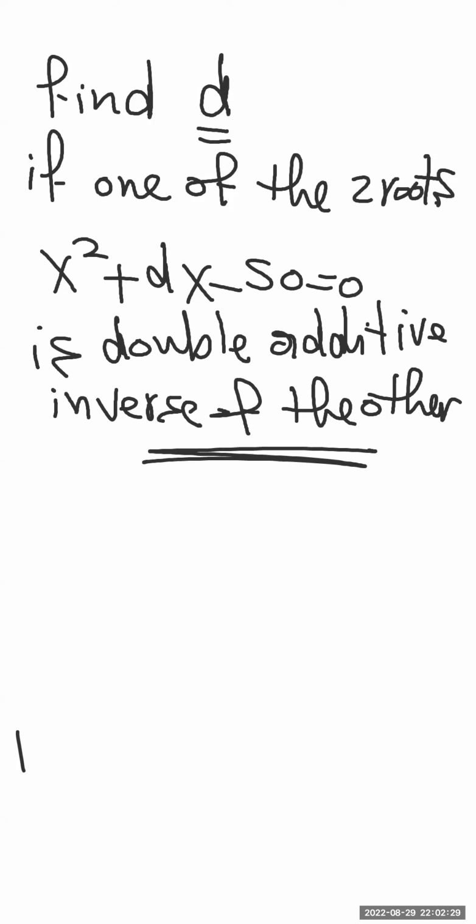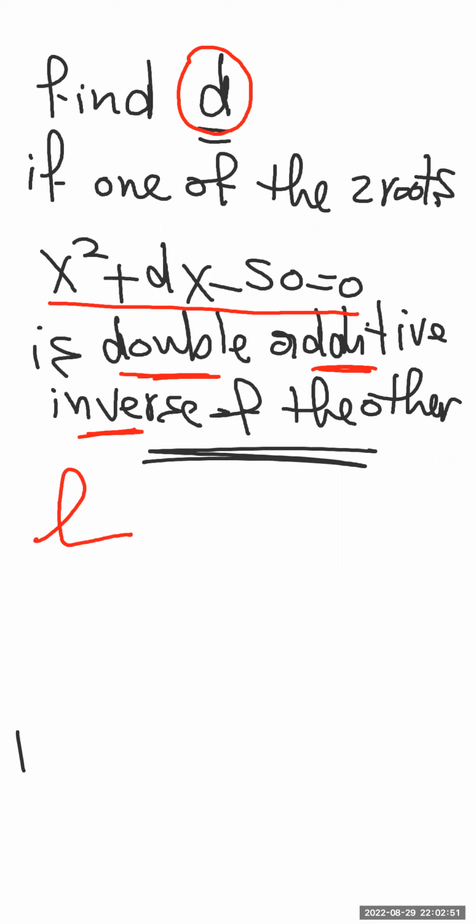Here in this question, listen to me carefully. I want to get the value of d if one of the two roots of this equation is double the additive inverse, not only the additive inverse. So I have to solve it a different way. I will assume that one of the two roots is L. Then the other root will equal what? Double the additive inverse. The additive inverse is negative L. Double, negative 2L, correct?